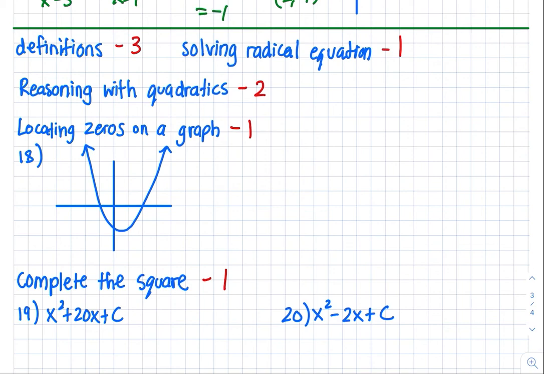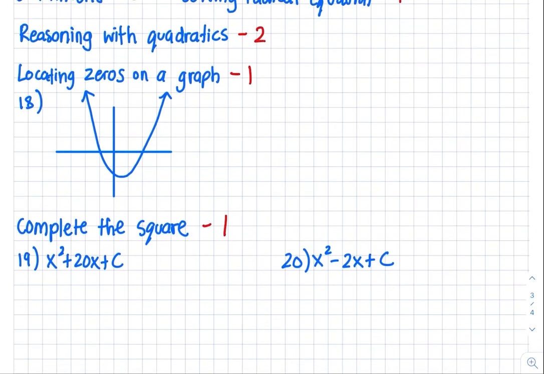Just do your best. Okay, for this one, number 18, they're going to give you a graph, and you just have to find the zeros. So the zeros, roots, x-intercepts of this are right there and right there, which is x is equal to -1 and x is equal to 2.